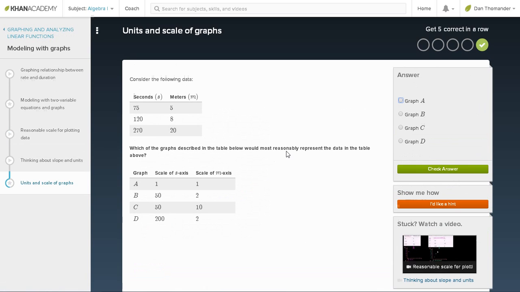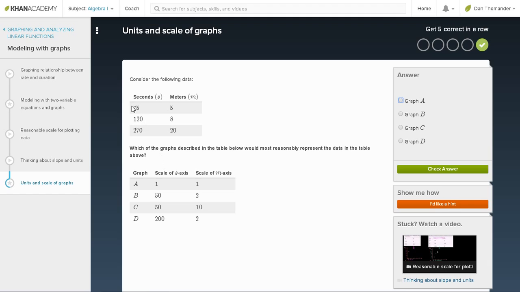Okay, next question. Let's try doing another one for you here. Consider the following data. So here I have 75 seconds, 5 meters, 120 seconds, 8 meters, 270 seconds, 20 meters. It says, which of the graphs described would most reasonably represent the data in the table above? All right. So in this case, I need to go seconds on the second axis, right?